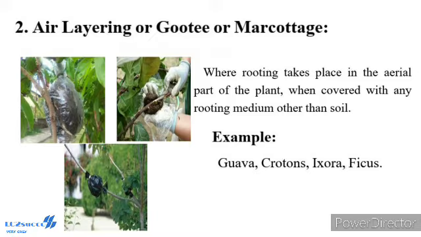In this method, the stem is injured, best by slicing, notching or girdling. The injured portion is enclosed with a rooting medium which maintains moisture for rooting. For example, sphagnum moss is used as the rooting medium. Rooting takes place above the girdle, on the upper portion of the cut end of the ring. Examples: guava, croton, ixora, ficus, etc.